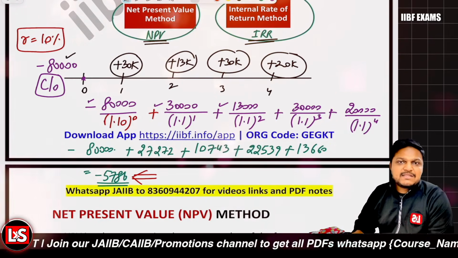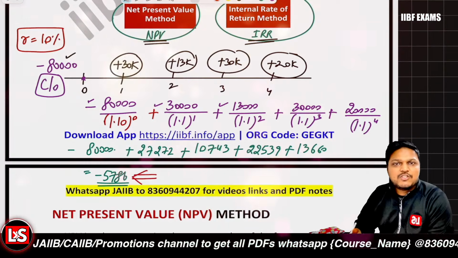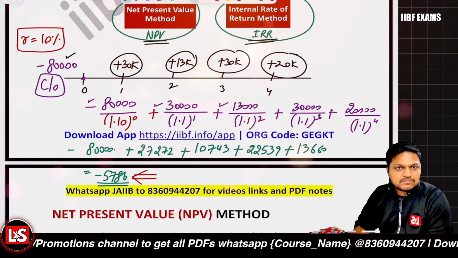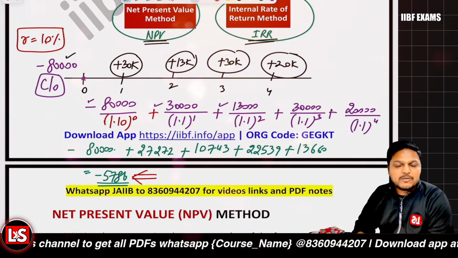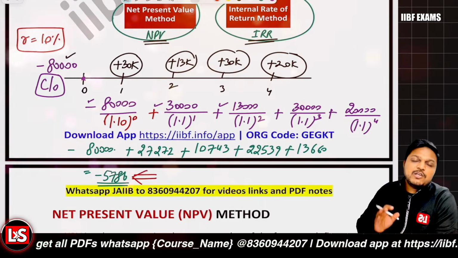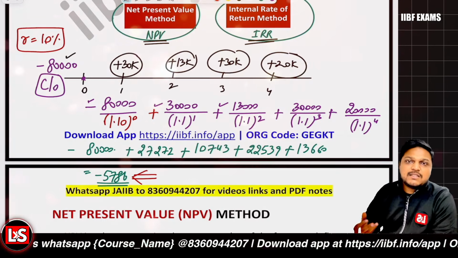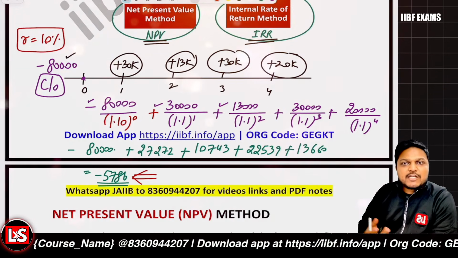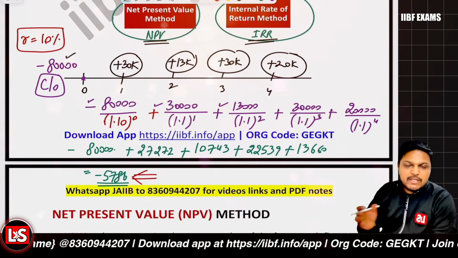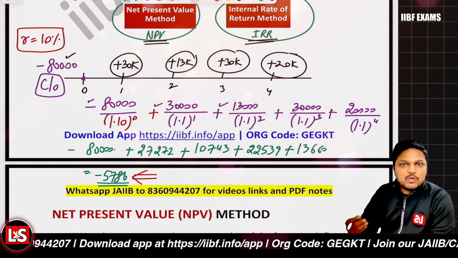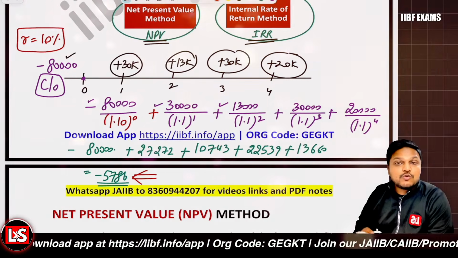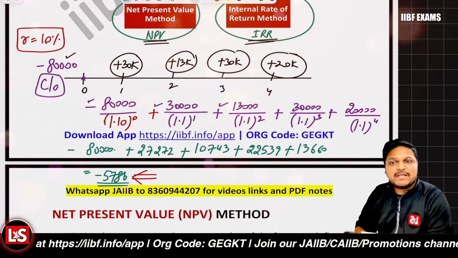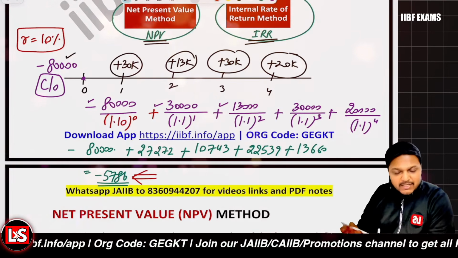But if NPV is negative, it means we should not be considering the project, because the present value of inflows is not even able to cover the present value of the cash outflows. So we should not be considering that particular project. That is what it indicates.